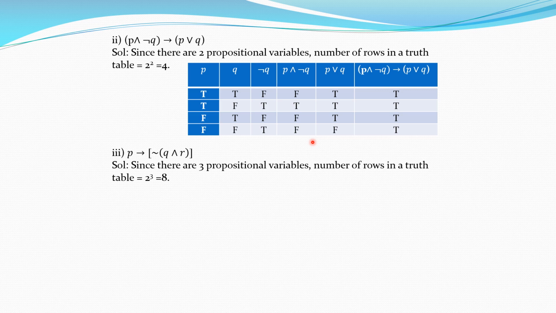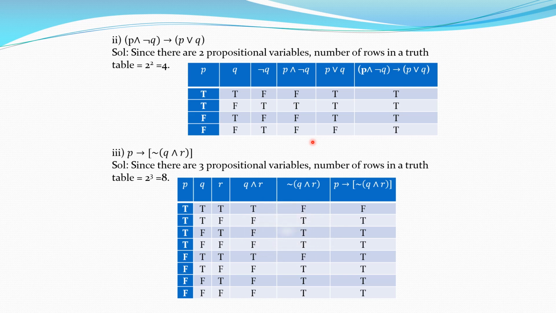Now this is the third statement. It is P implication (negation Q and R). Now, there are three variables, namely P, Q and R. So, the number of rows is 2 raised to 3, that is 8. So, there will be 8 rows. So, prepare the table carefully. Now, how to take columns? Now, the first three columns will be for the three variables, namely P, Q, R.